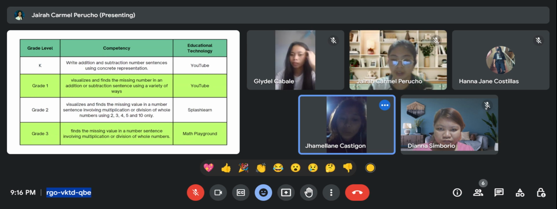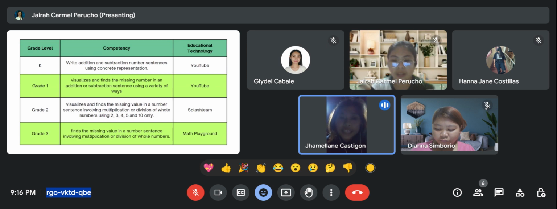For grade 1 level, educators can utilize YouTube to create videos that visually illustrate different methods for finding the missing number in addition or subtraction sentences. These videos can showcase strategies such as using manipulatives, drawing pictures, or using number bonds, incorporating animations and real-life examples that can help students grasp the concept effectively.